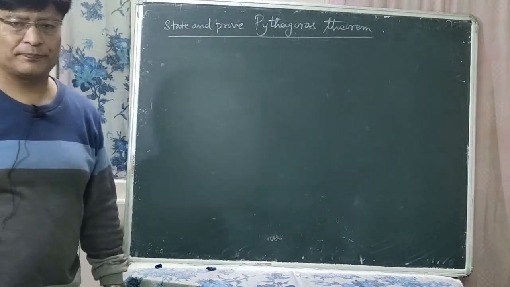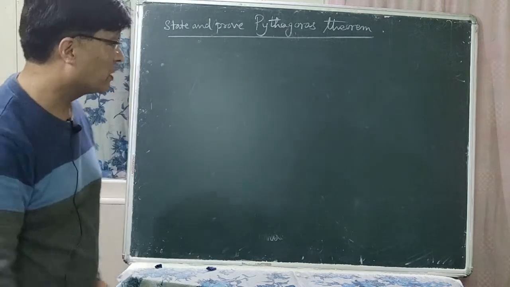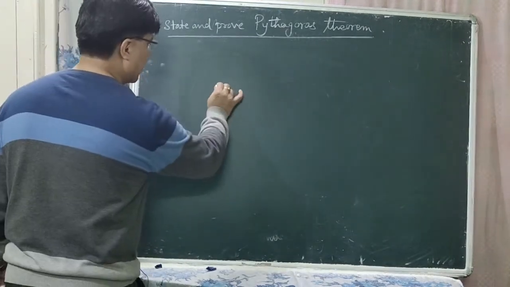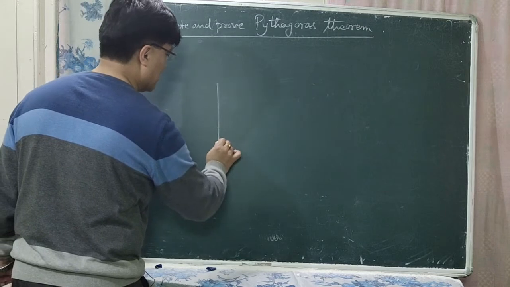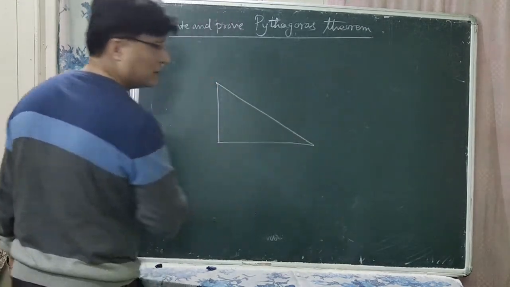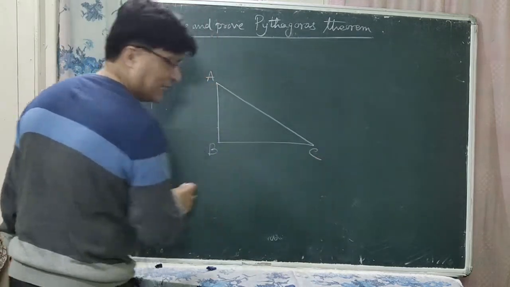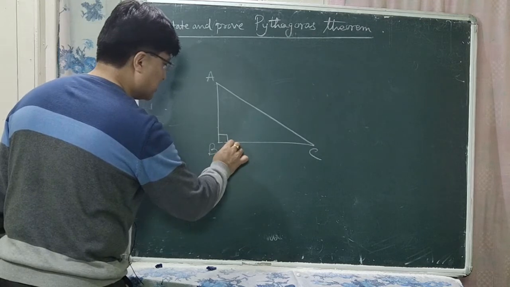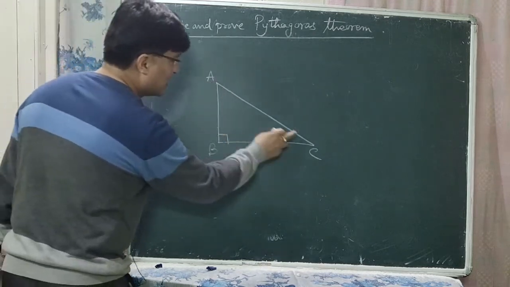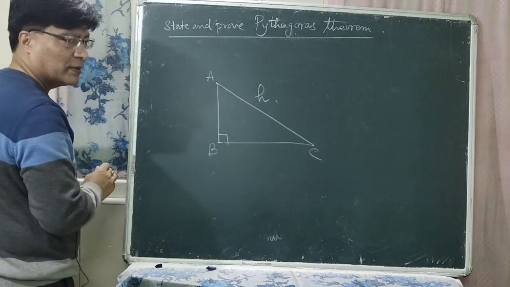You should know it. I think you have done it in class 9, Pythagoras theorem. Suppose you have a right angle triangle. Suppose this is a right angle triangle. So this is A, B, and this is C. Suppose this is 90 degree, and the side AC opposite to 90 degree will be the hypotenuse H.